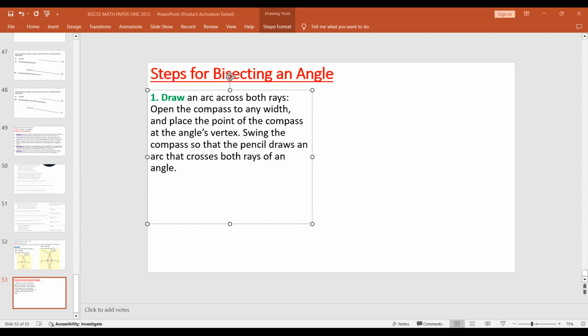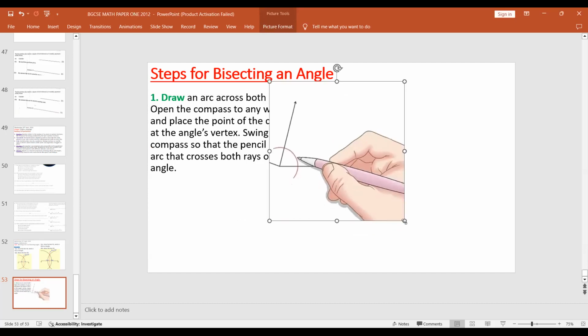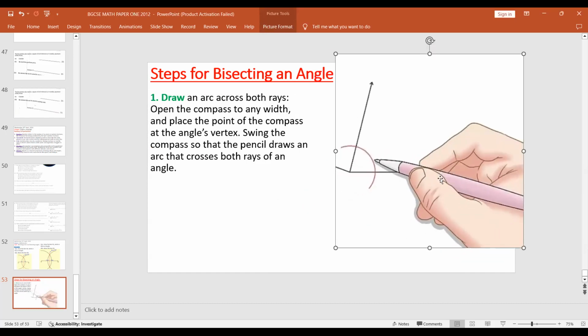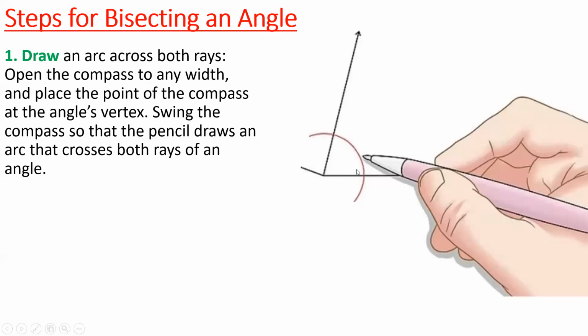All right, so let me just show you the picture. If you look carefully at this angle, you see that what we did here was we draw an arc. That red part is the arc. And notice that the arc crosses both the first ray as well as the second ray. All right, that's the arc that we draw.